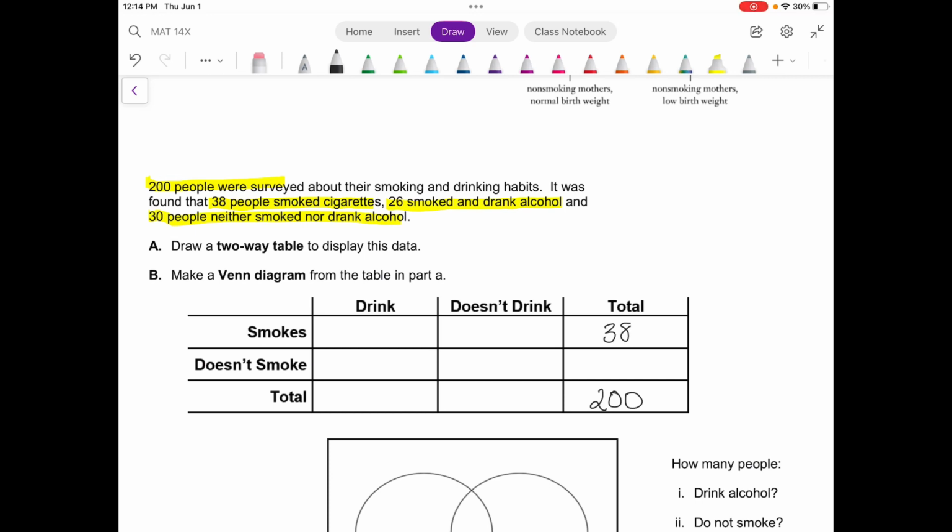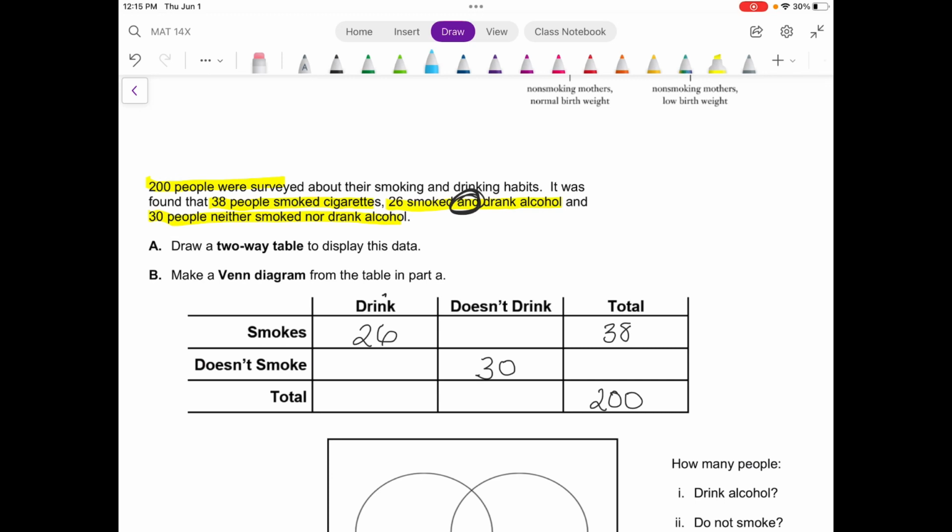And then I'm told 26 both smoke and drank. So that means if I'm thinking about my two-way table, I need to find the box that is both in the smoking row and also in the drinking column. And that would be that first box right up here. And so I'm going to fill 26 in there. And then 30 people neither smoked nor drank. So doesn't drink and doesn't smoke. That would be the 30 down here. And so those are all the numbers that I'm given. Now, I need to fill in the rest of the table, and I'm going to do some pretty easy subtraction to fill in the holes.